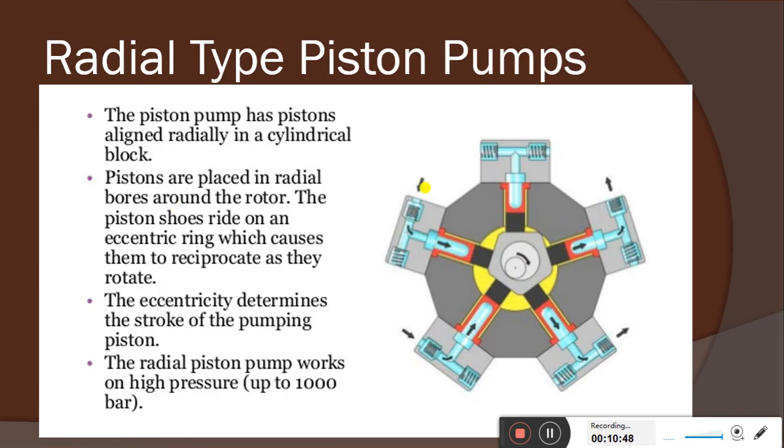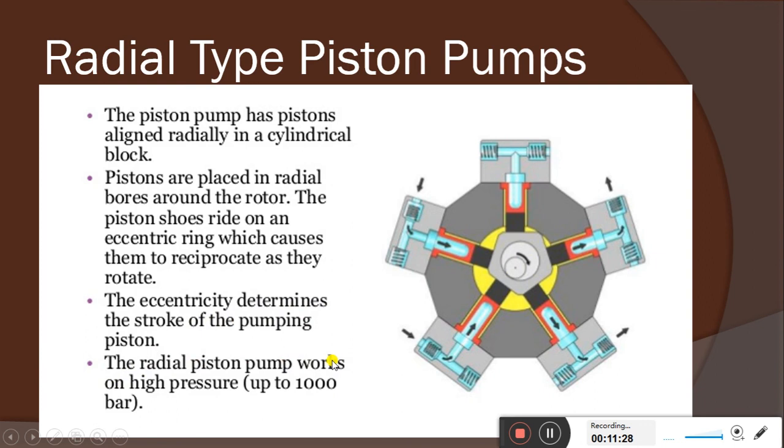The pistons are placed in radial bores around the rotor. Okay, this is called the rotor. The piston shoes ride on an eccentric ring. Okay, this is the eccentric ring, which causes them to reciprocate as they rotate. As the eccentric ring rotates, it will give the reciprocating motion to the piston. The eccentric determines the stroke of the pumping piston. The eccentricity of this circle and this rotor decides the pumping discharge. Okay, the pumping of the piston can be decided with respect to that. The stroke distance can be decided.